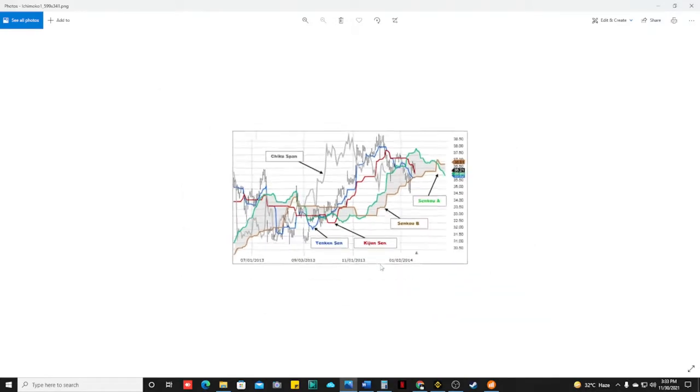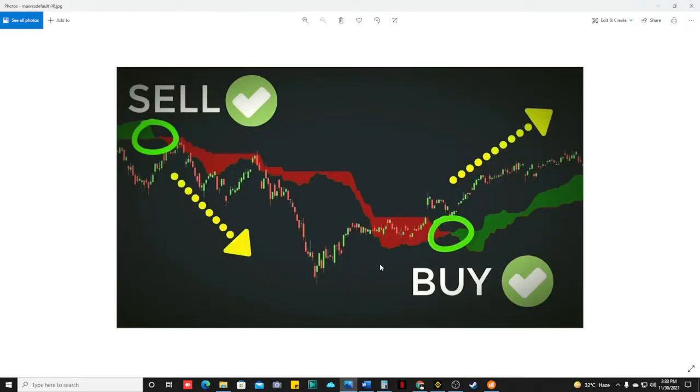And now, how do we use it? When there's a crossover with the cloud from green to red, it's a sign that it's going down. When there's a red cloud to green cloud, it's a sign it's going up. Once it crosses the cloud, it's going up. Once it crosses the cloud downward, there is no support anymore, so it's going down.